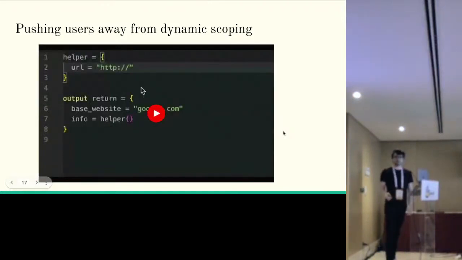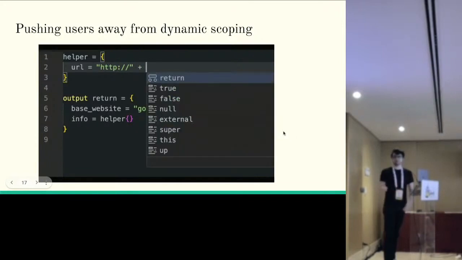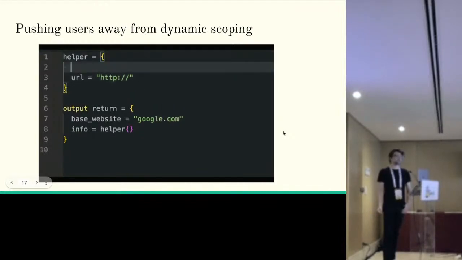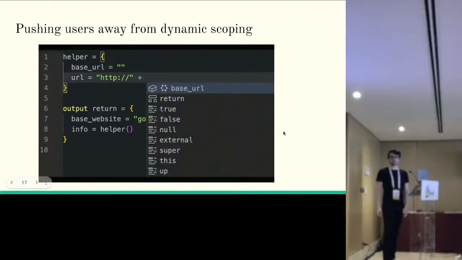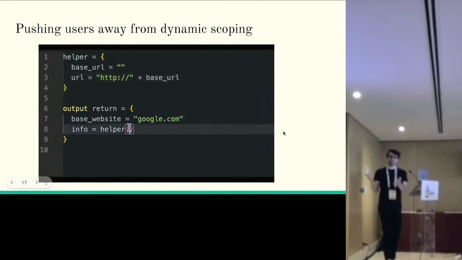And so by just implementing the LSP methods for lexically scoped values, we push users to write lexically scoped code. If we're trying to write the same function that we saw before, we go here, base website is not available to us in the lexical scoping. And so we're like, oh, maybe we shouldn't use base website. So now we know we need to have some base URL that exists in the lexical scope that we can then append to. And now the autocomplete shows us the lexically scoped value, and we're like, okay, that works.